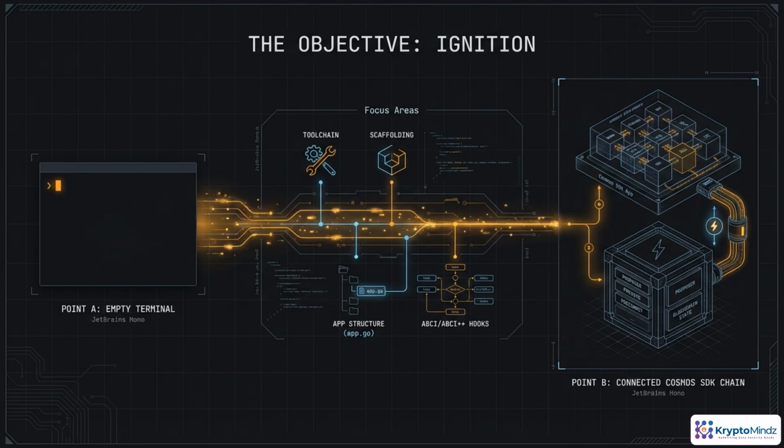Next, we'll scaffold a chain, but we won't treat it as a black box. We'll dissect the generated structure, especially app.go, to see where modules, keepers, and configuration are plugged together. Finally, we'll locate and understand the ABCI and ABCI++ hooks, so you know exactly where custom logic will shape block proposals, validation, and state transitions.